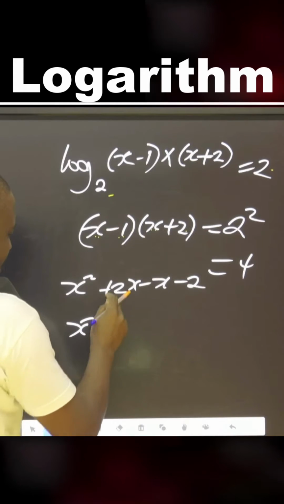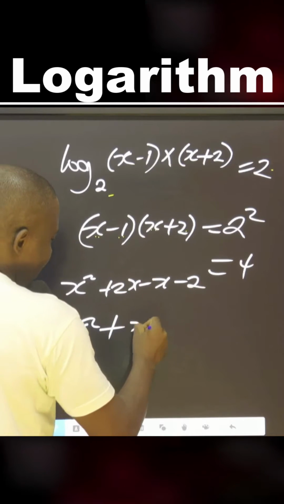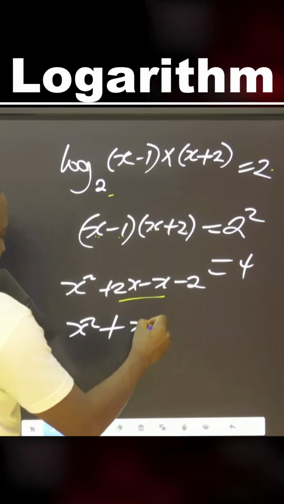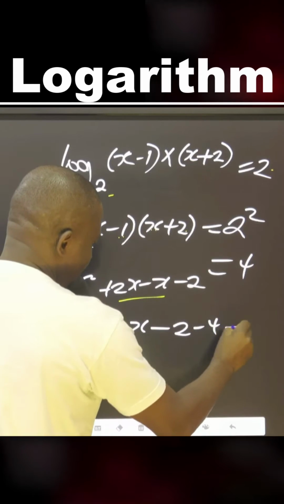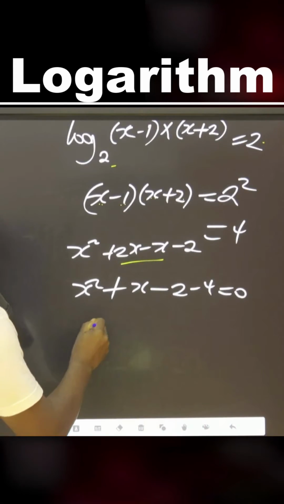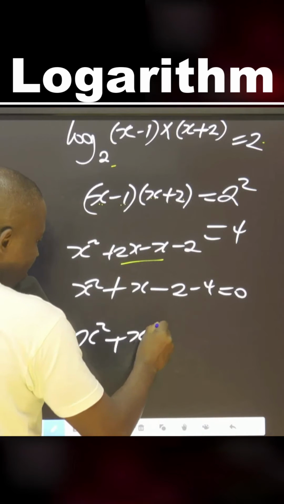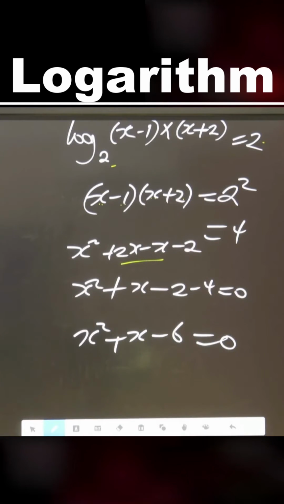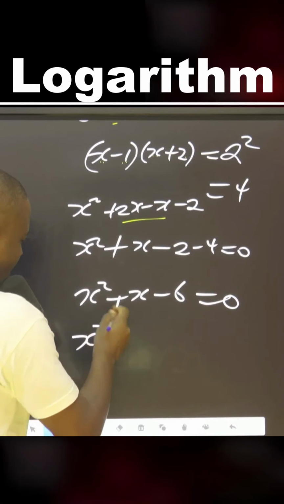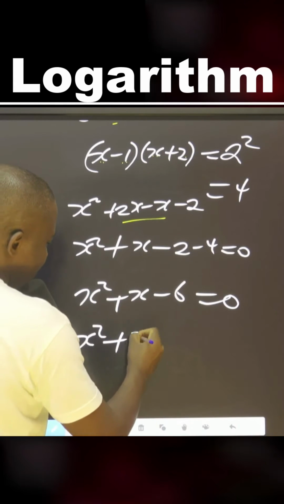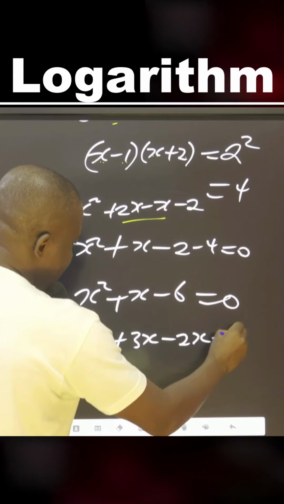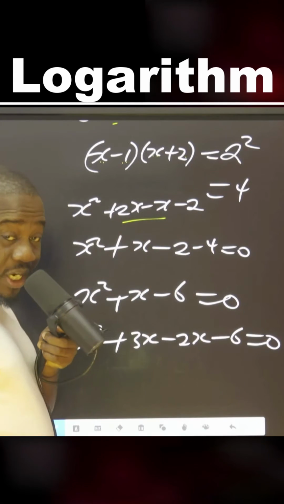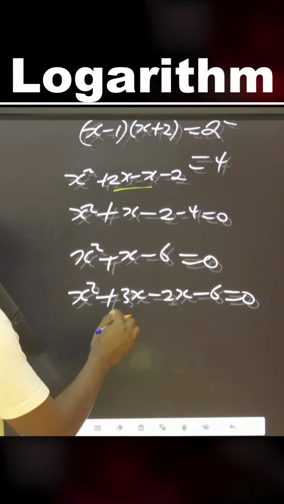x squared is therefore plus x, because this minus this is x, minus 2 minus 4. This 4 comes to this side. You agree with me? This is this, okay? So now, this is a quadratic equation, which you can do as x squared plus x minus 6 equals 0. You should understand quadratic equation, okay?